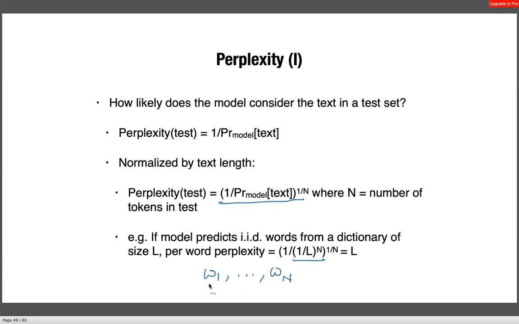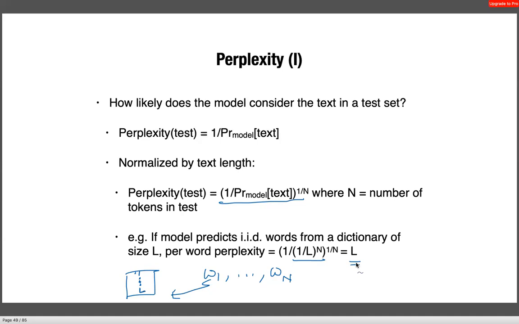Okay, and I'm saying that each word is chosen IID from a list of 1 to L words. I'm going to choose this uniformly at random, so one of these words I can pick. So then what is the probability of this particular sequence of n words? It would just be 1 by L to the power n. Okay, and then if I normalize with this 1 by n, then I end up with L, right? So the perplexity becomes L. And that is exactly what I want.